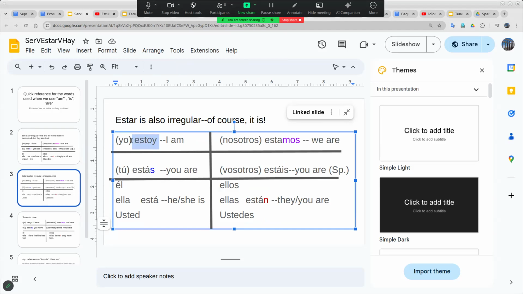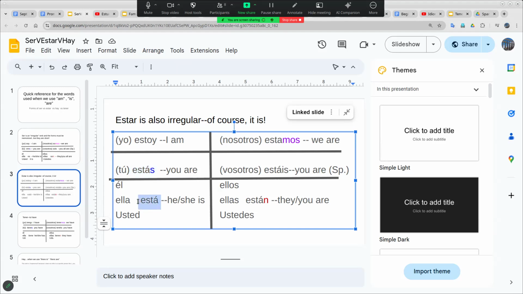Estar goes into these different forms depending on who we're talking about. Estoy. I am. Estás. You have to have the S at the end. The reason that's in blue is that verbs that talk about tú doing the action always have an S at the end. You can count on it, right?